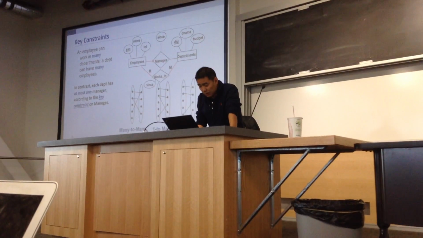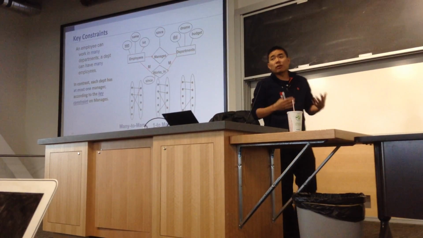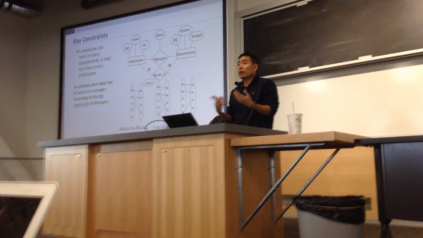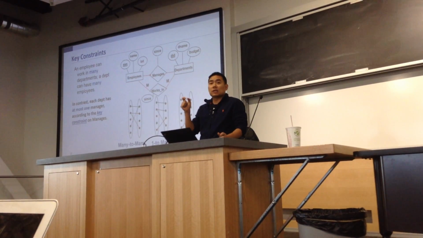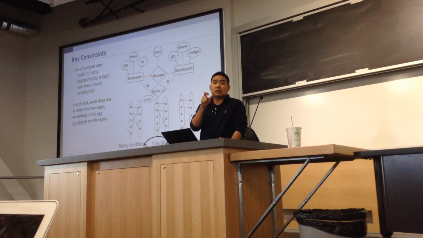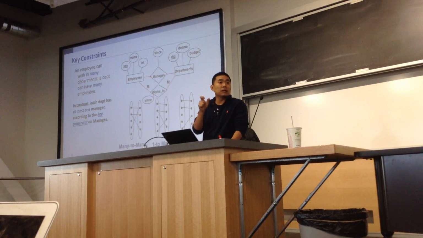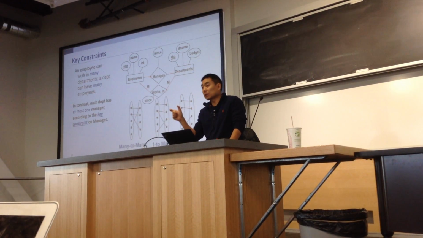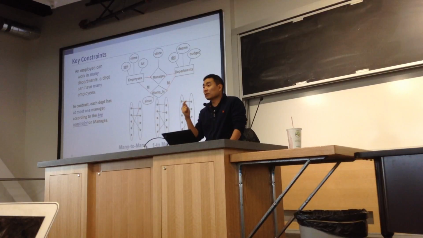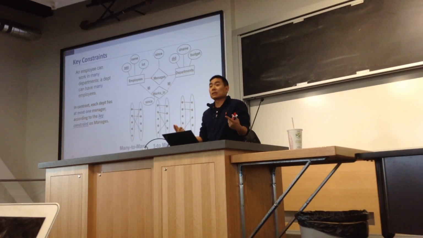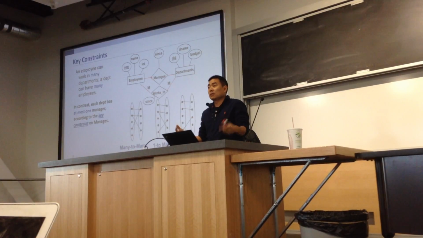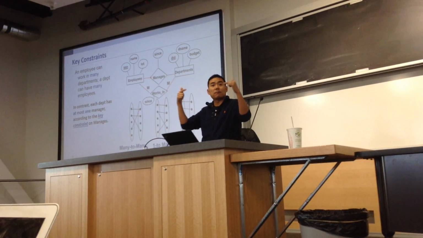Okay? Now, obviously we can also have one-to-one. For example, each department has one manager and each person, each employee can be manager of only one department. Does that make sense? That's a one-to-one mapping. And how do you express that? Well, simply use arrows on both ends.